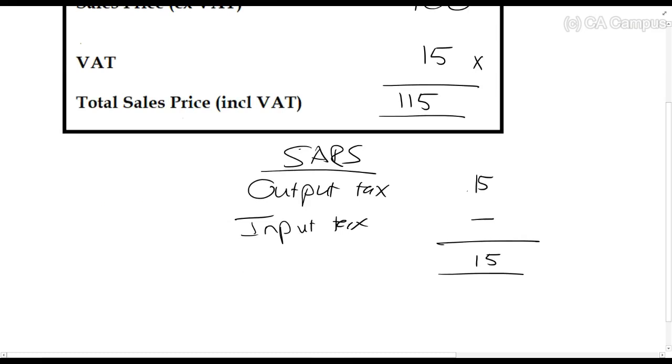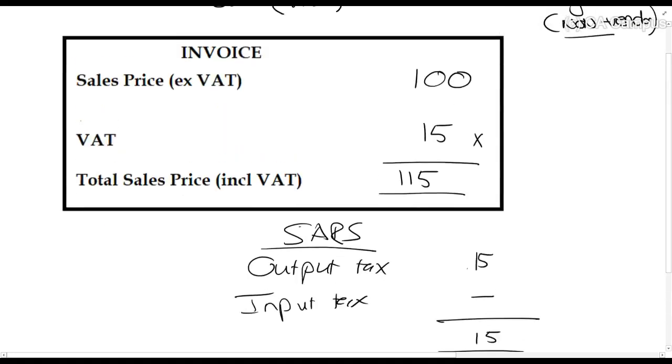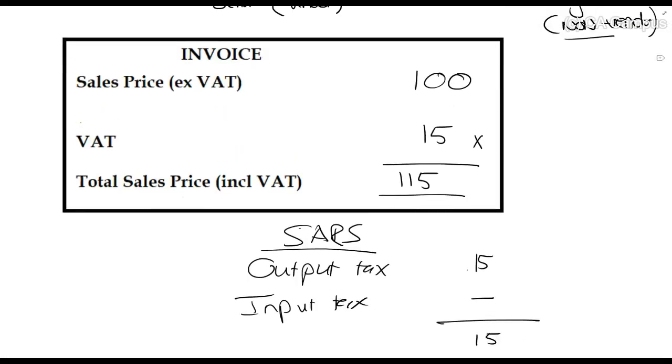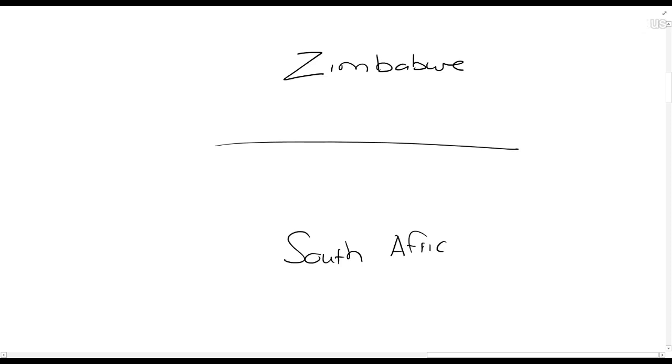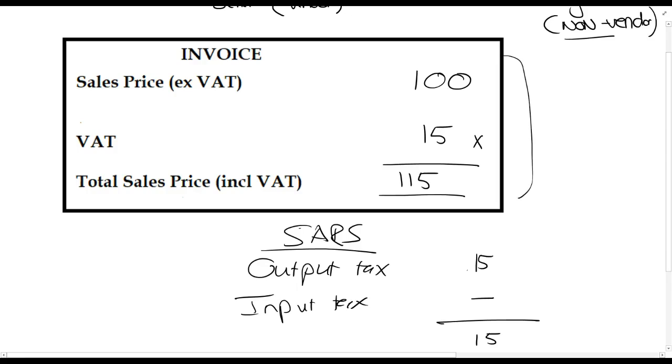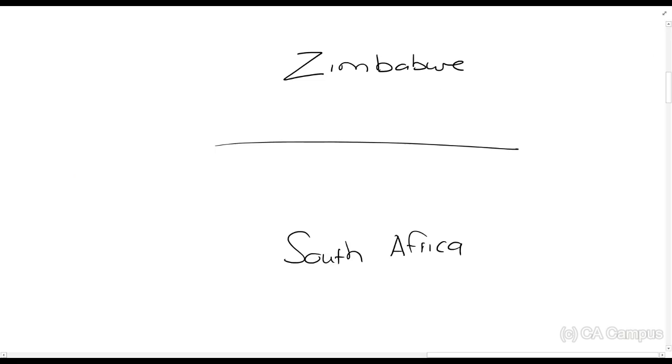Now, if you go and you buy this same thing from Zimbabwe, so there's Zimbabwe, here's South Africa. I can buy it in Zimbabwe for 100 rands because Zimbabwe does not have South African VAT. Remember, we're only worried about South African VAT. So let's say this is a chocolate. So I buy the chocolate in Zimbabwe and I bring it into South Africa.